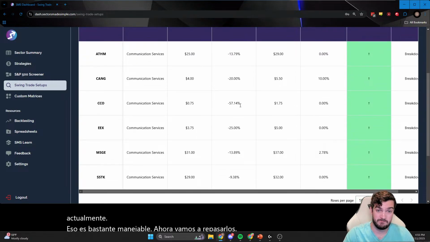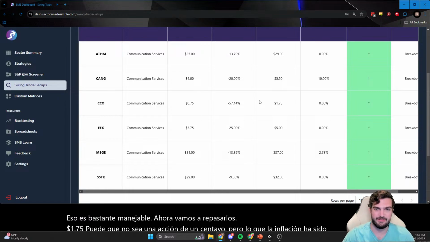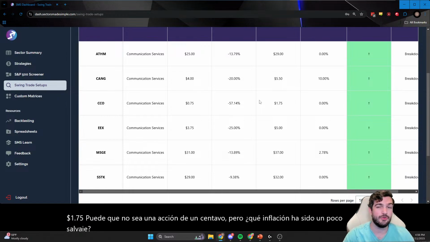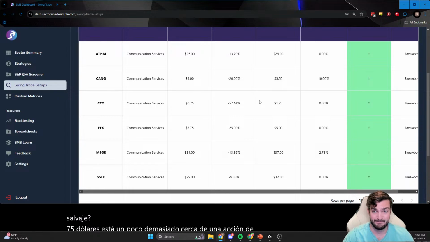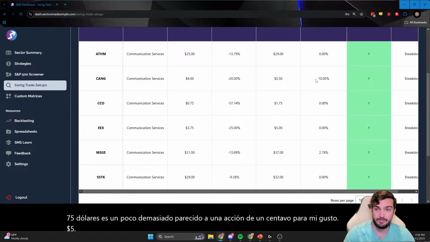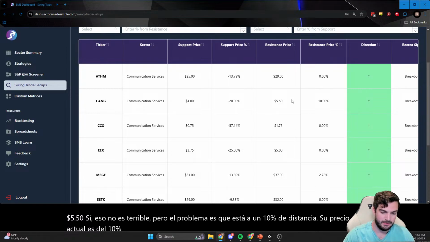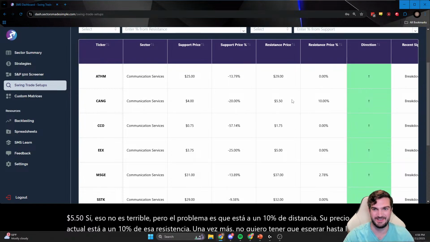Personally, $1.75, it might not be a penny stock, but you know what? Inflation has been a little wild. $1.75 is a little bit too close to a penny stock for my taste. $5.50, yeah, that's not terrible, but the problem is that it's 10% away. Its current price is 10% from that resistance. Again, I don't want to have to wait until retirement for that buy signal to be hit.